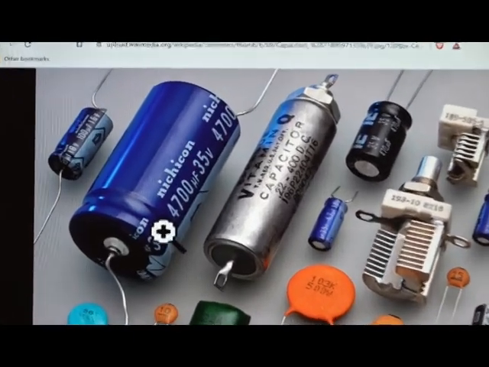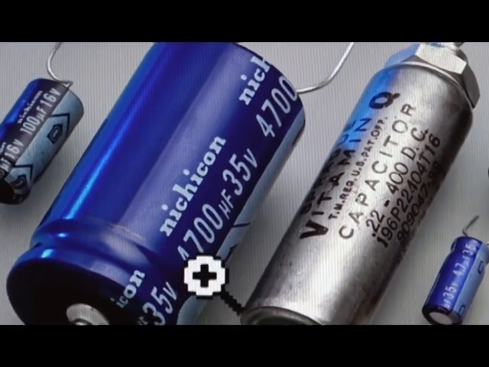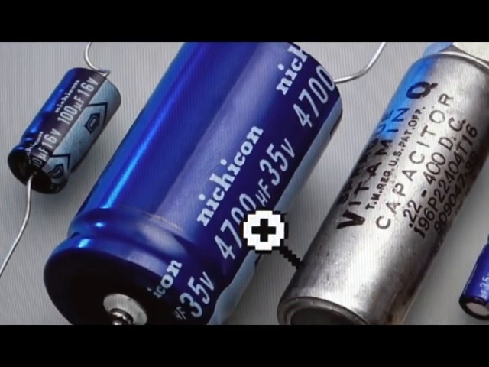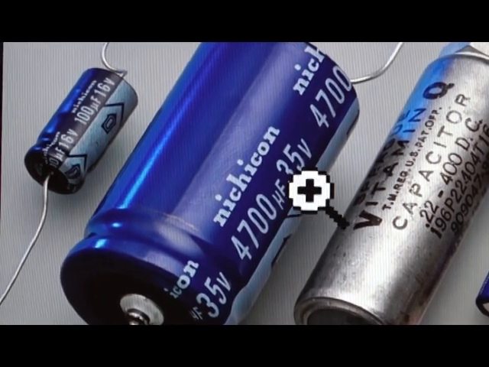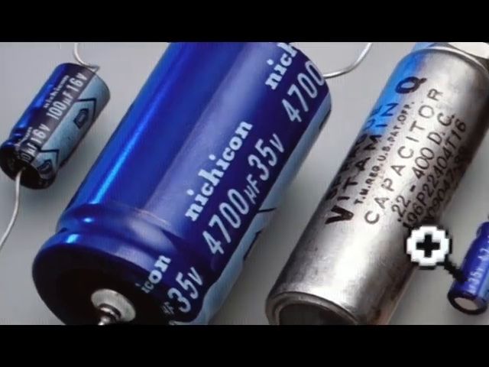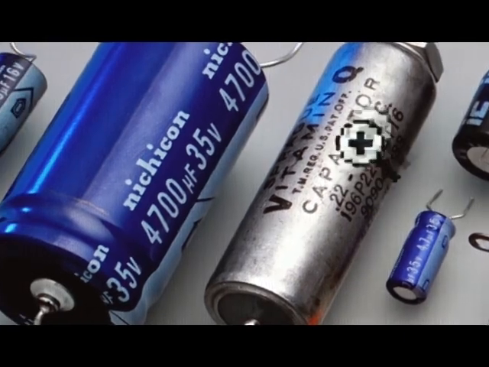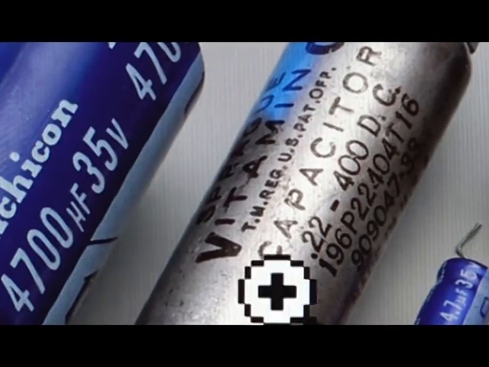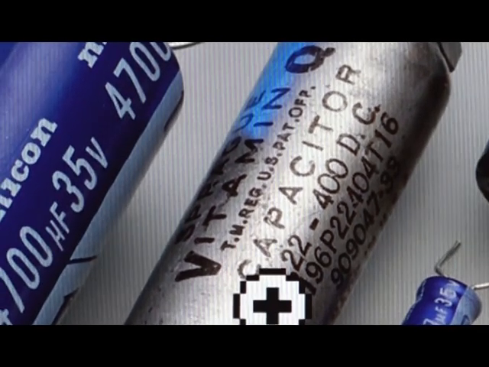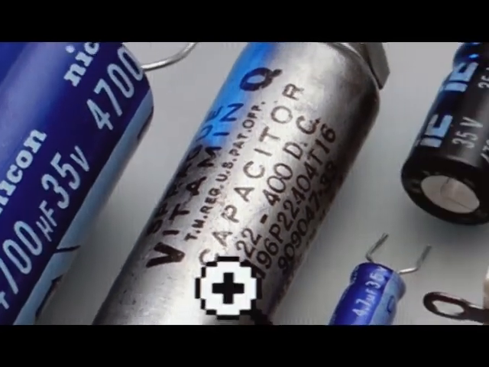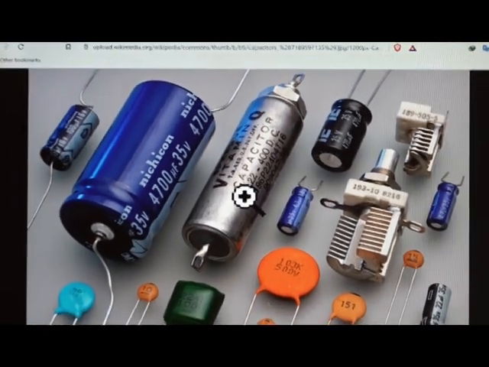And on the side of the capacitor just there, you can see written 4700 and then a Greek letter mu, F. That means 4,700 microfarads. And it's meant to operate at 35 volts. Here's another capacitor. This one is meant to operate at 400 volts. So capacitors come in different sizes. They also come in different capacitances because the quality a capacitor has is called capacitance.